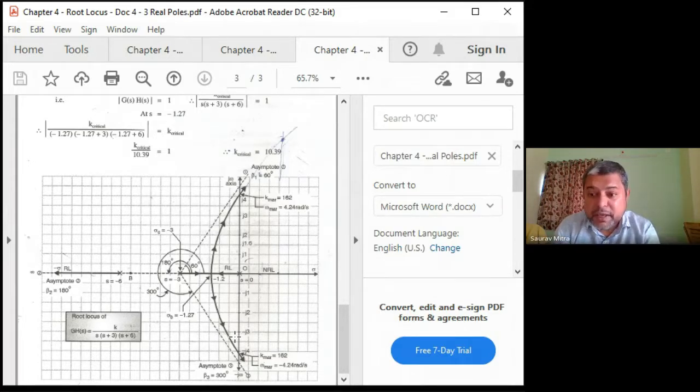Till which value of k? Till 162. And after 162, what will be the response? Or exactly at 162, what will be the response? Exactly at 162, the response will be sustained oscillation, that is, let's say, plus minus 4.24 radian per second.